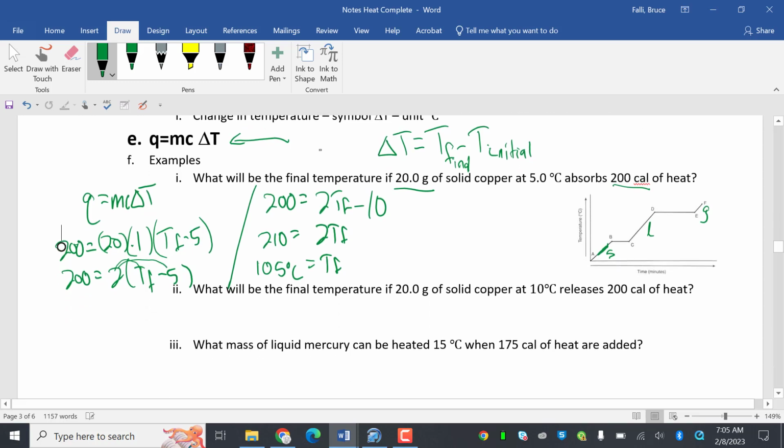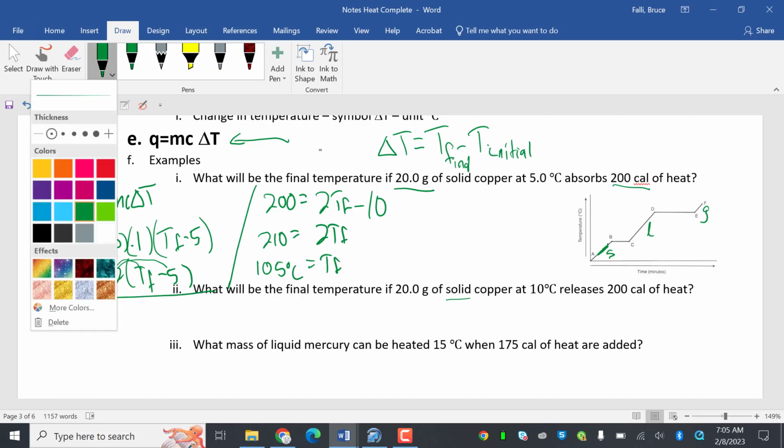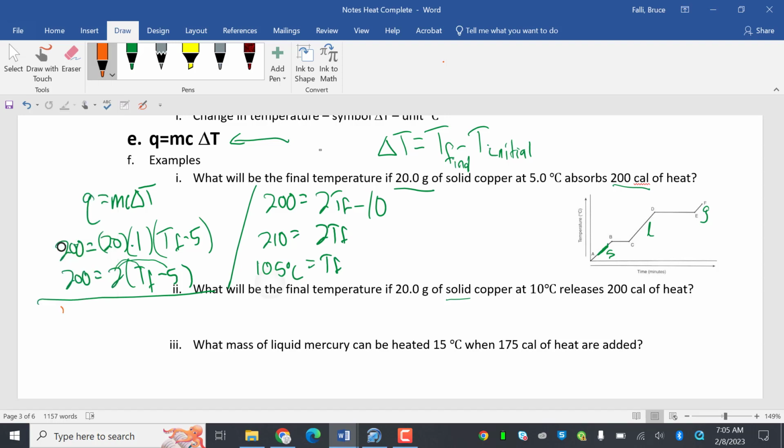What will be the final temperature if 20 grams of solid copper at 10 releases 200 calories of heat? Okay, so it's solid. It's not going to go down anymore. So I'll change my color because that's fun. Q equals MC delta T. So I'm going to have 200 calories this time. Oh, by the way, do you notice how I found out this part right here?